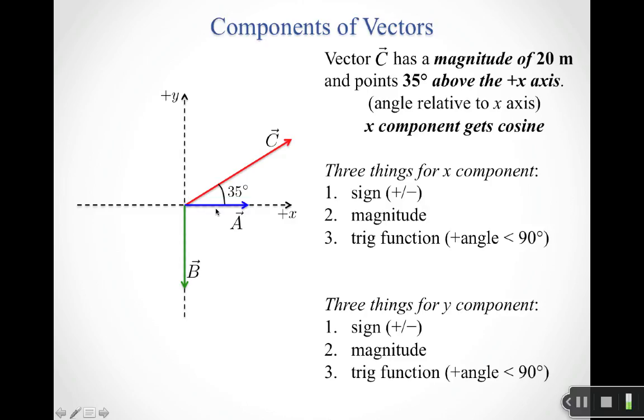So when I think about the x component, well, it points to the right. To the right is positive x, so it's going to get a positive sign. The magnitude of vector C is 20 meters.